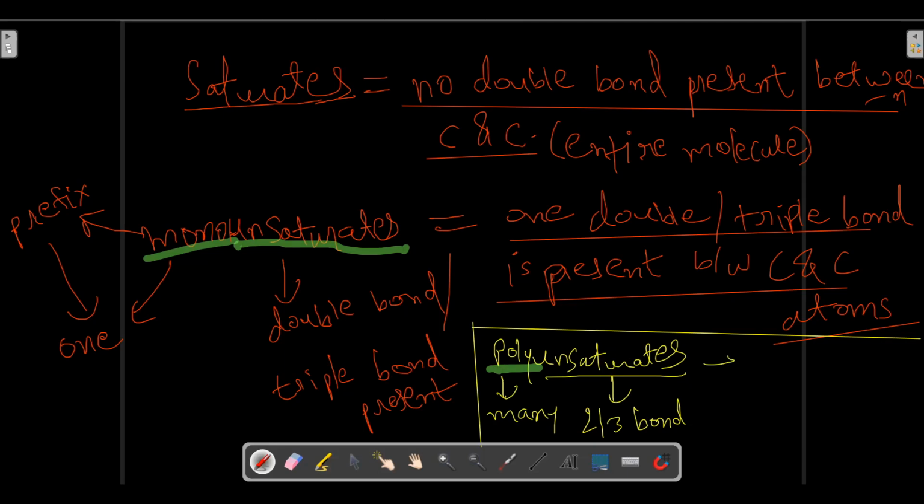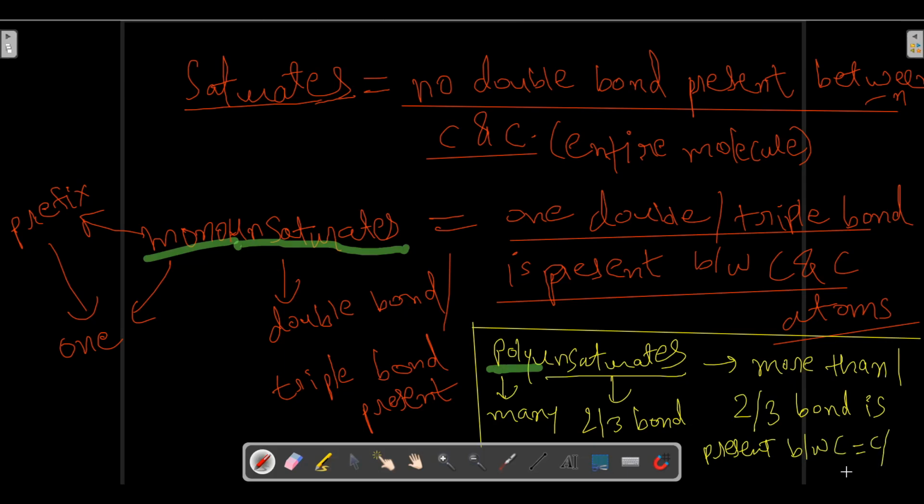Poly means many, so it means more than one double or triple bond is present between carbon and carbon atoms in the molecule. So one double or triple bond is monounsaturated, and more than one double or triple bond is polyunsaturated.